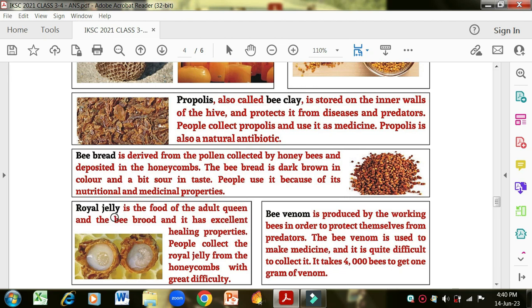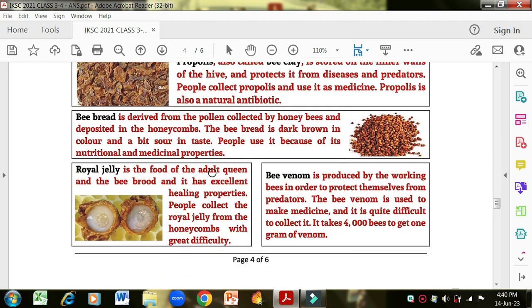Then there is royal jelly. Royal jelly is the food of the adult queen and the bee brood, and it has excellent healing properties. People collect the royal jelly from the honeycombs with great difficulty. Now you know that in every honeycomb there is only one queen bee. The food of the queen bee is royal jelly, and it is very scarce. Definitely it's very difficult to collect it from the honeycomb because it is very less in quantity.